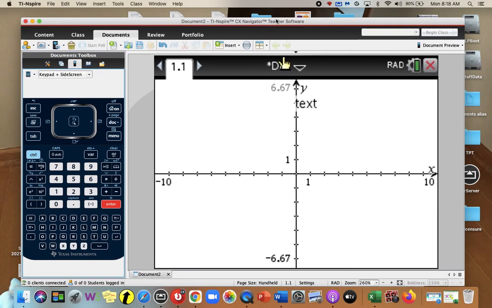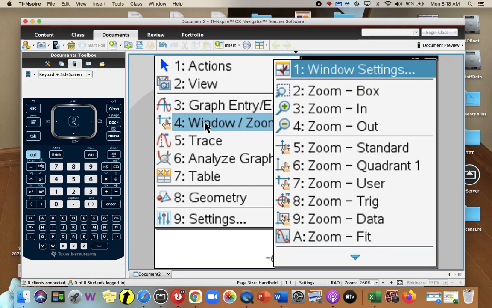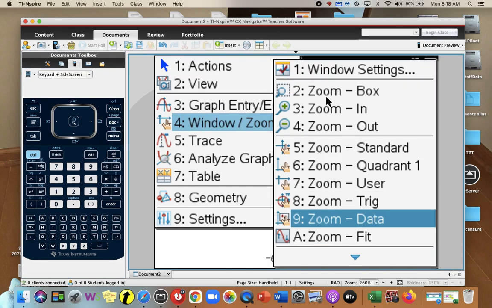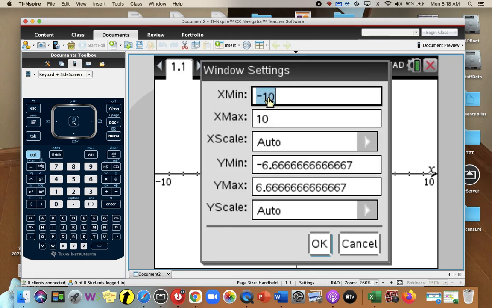So we're going to change our window, thinking about a good domain and range for this problem. We're going to go to Menu, and then Window Zoom. There are a few different things you can do here: zoom box, zoom in, zoom out. We're going to go to Window Settings and change it.